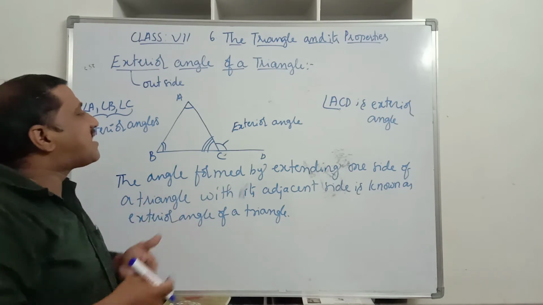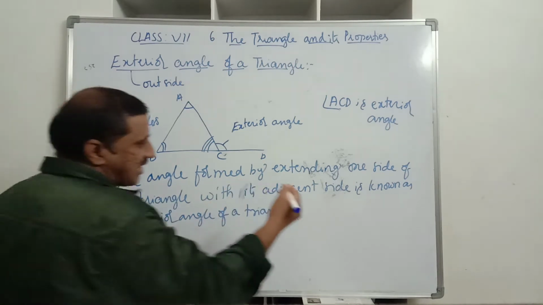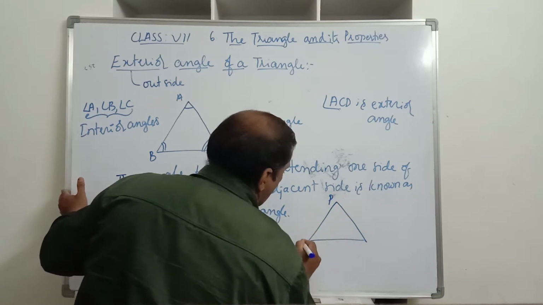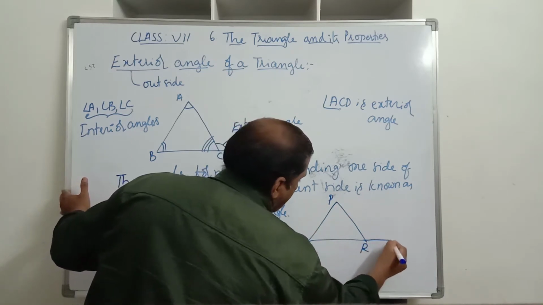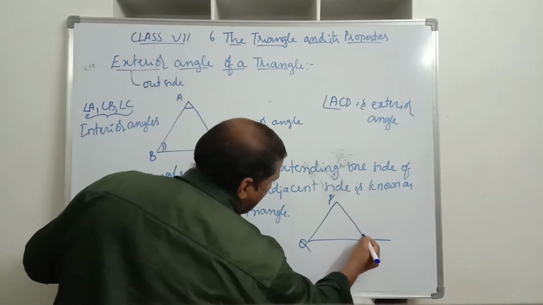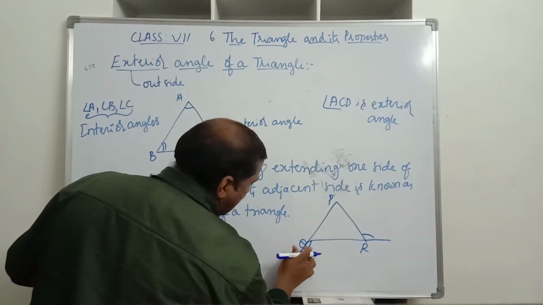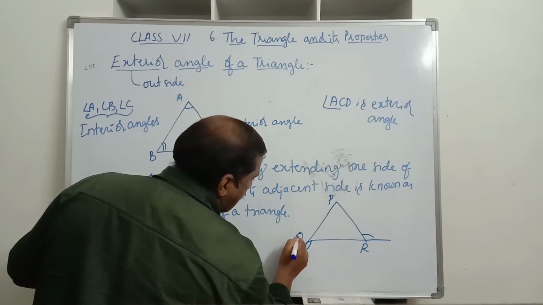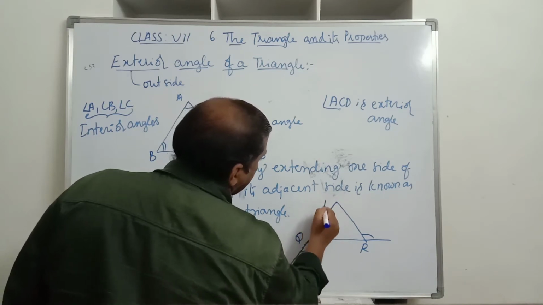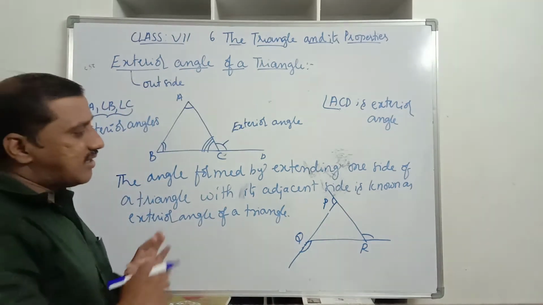Now, how many exterior angles can we draw? How many ways can we draw the exterior angle to a triangle? For example, take a triangle PQR. By extending QR, one exterior angle is formed. By extending PQ, another angle is formed. This angle is an exterior angle at vertex Q. Similarly, when we extend PR, again one exterior angle is formed. So three ways are there, and three more ways are there.